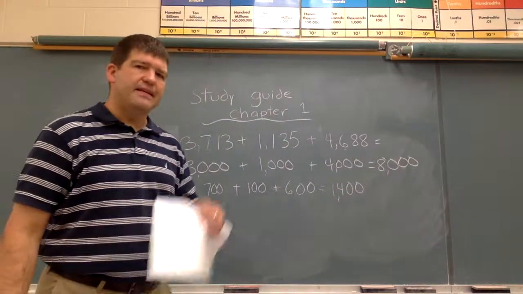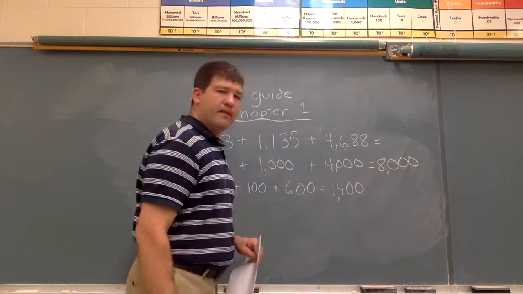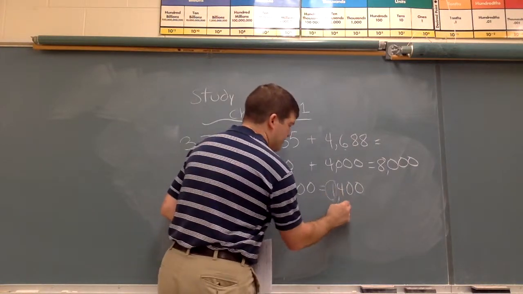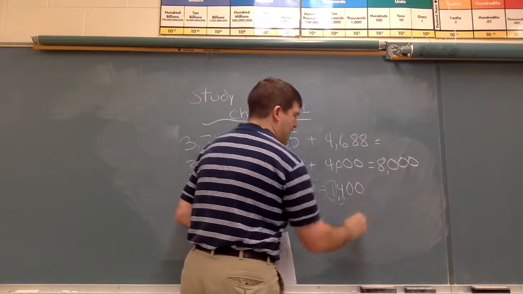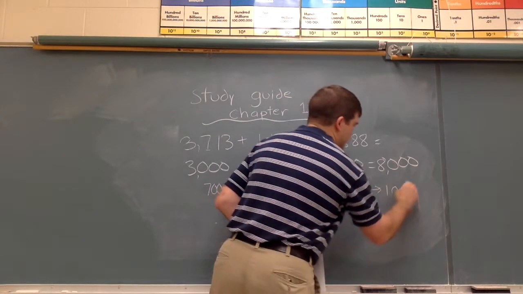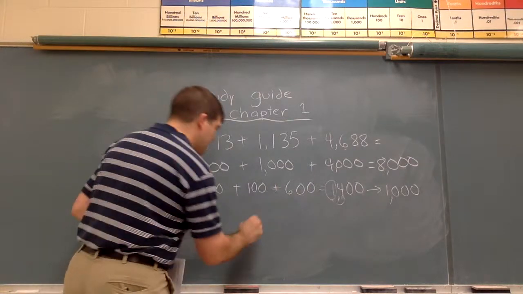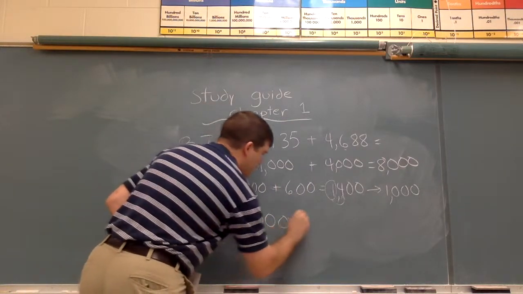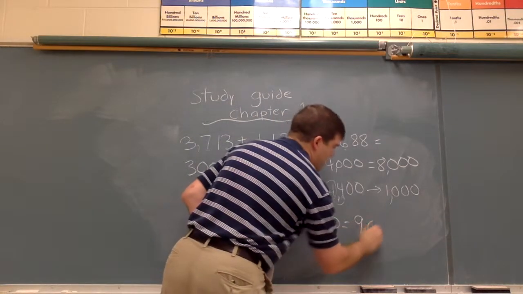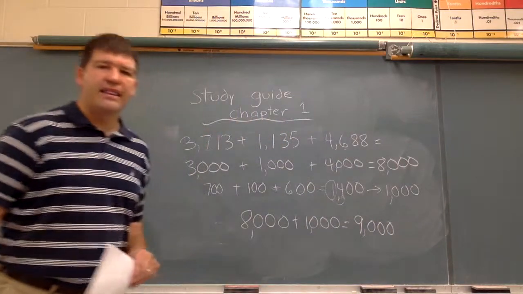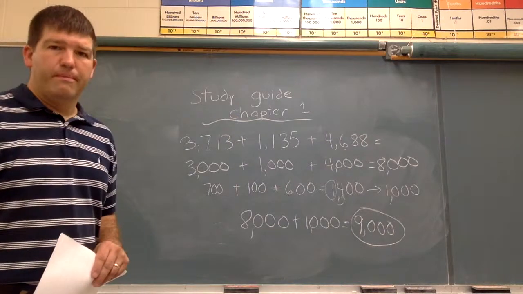Here's the only place in this type of problem that you do round. I want to round this to the nearest thousand. And if I want to round it to the nearest thousand, I look at this. The 4 is 4 and below, so this stays the same, and it becomes 1,000. So now I take my 8,000 and my 1,000, and I put them together, and my answer is 9,000. That is the front-end estimation, finding the sum.